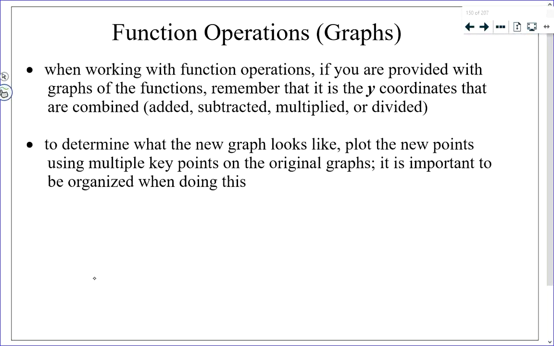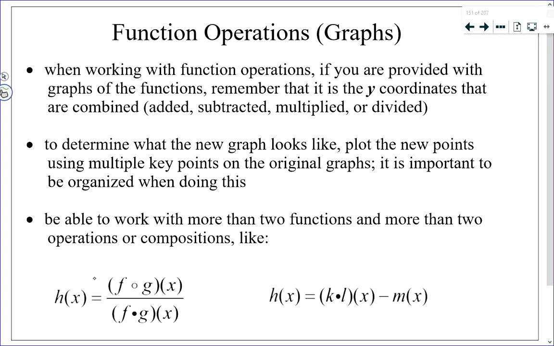I don't think too many people can simply look at two graphs that are being added or subtracted or multiplied or divided and know what the resulting graph is going to look like. I think you need to add or subtract or multiply or divide the y coordinates at a certain value of x and plot the new point at that value of x, and then move to a new value of x and repeat the procedure, and do that enough that you start to get a picture of what it looks like.